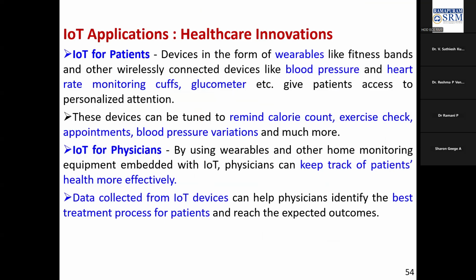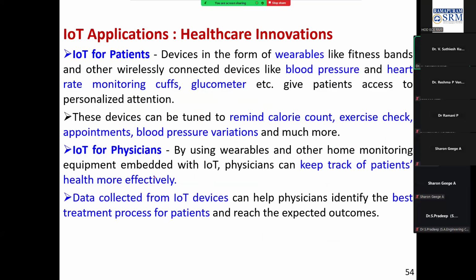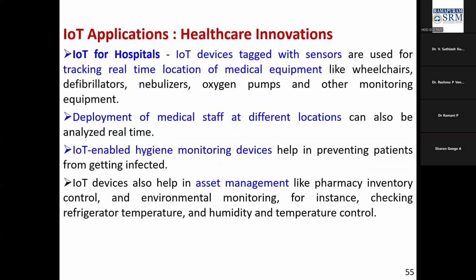So IoT can be applied for different persons, like patients. We can have IoT, so they can use the wearables, and thereby their health parameters can be acquired and sent to the doctor. Depending upon those, the physicians can give their suggestions. So IoT also helps physicians, right? They can keep track of the patients much more effectively. So data collected from IoT devices can help the doctors to prescribe a proper treatment or proper medicine to the patients. So it also helps in the hospital scenario.